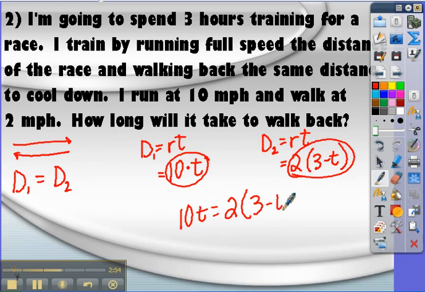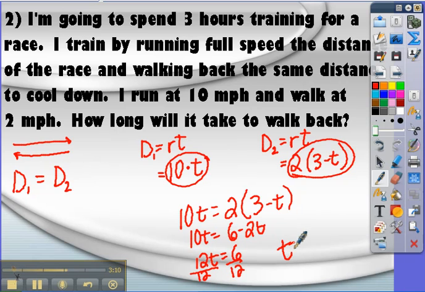We'll have 10T equals 6 minus 2T. Add the 2T over to the other side and divide by 12. So T actually ends up equaling 1/2. Remember that that's in hours. So I spent 1/2 of an hour. If you recall, T represents the time running. So I spent a 1/2 hour running.